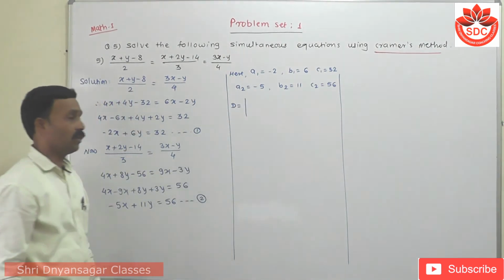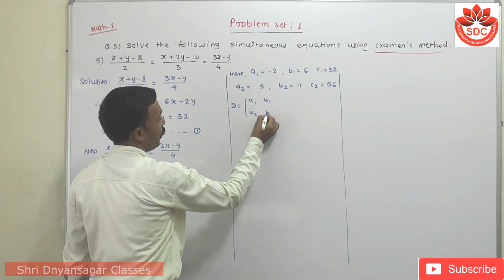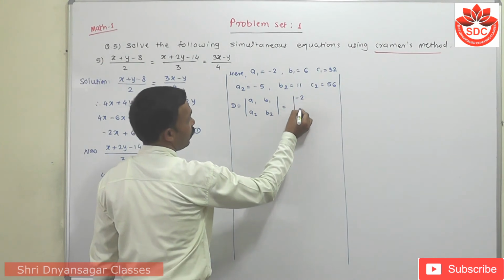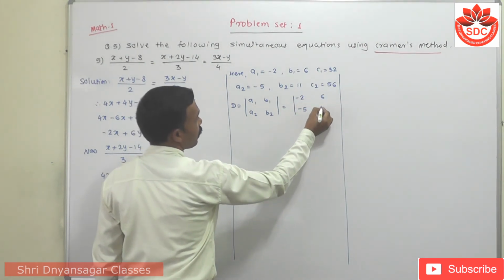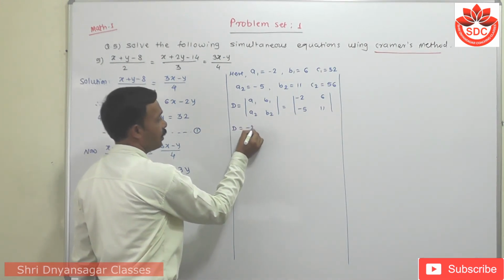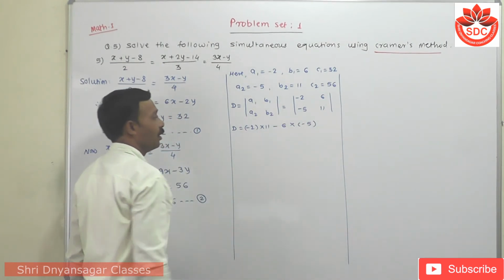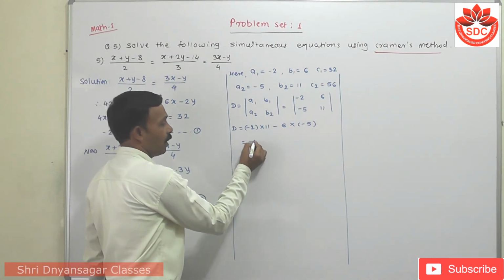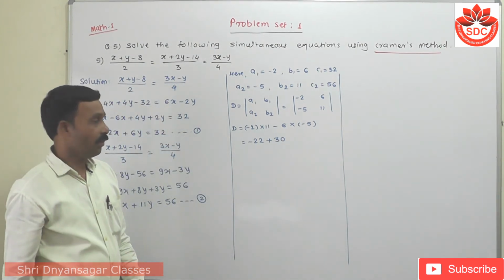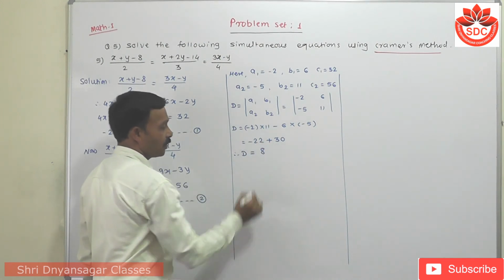We know that the rule of the determinant is a1, a2, b1, b2. Now I have to take these values here: a1 is minus 2, minus 5, here is 6 and 11. So simple. Then we have to multiply: minus 2 into 11 minus 6 into minus 5. This product becomes minus 22, minus minus plus, 6 5s are 30. We have to find its subtraction. Therefore, determinant D is equal to 8.